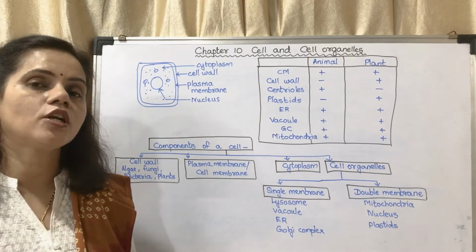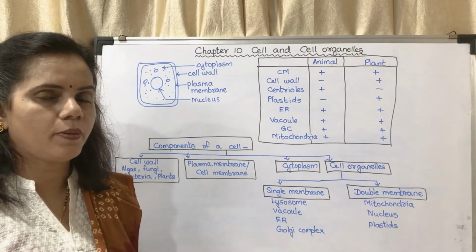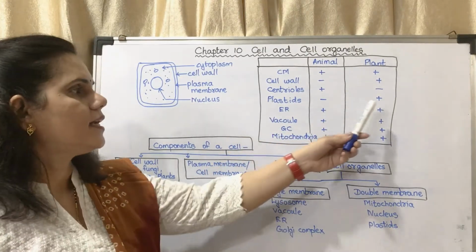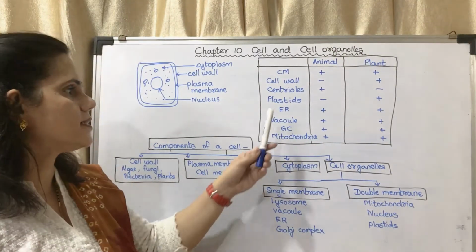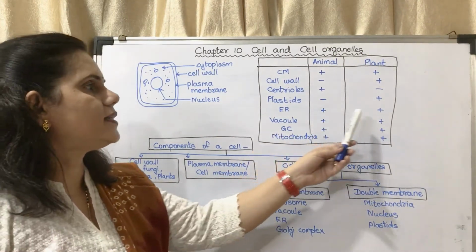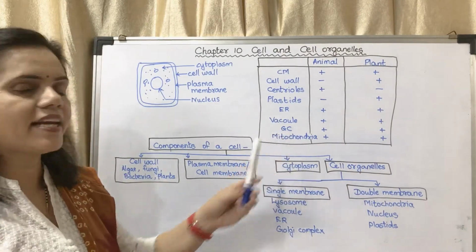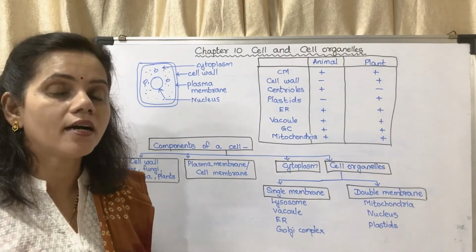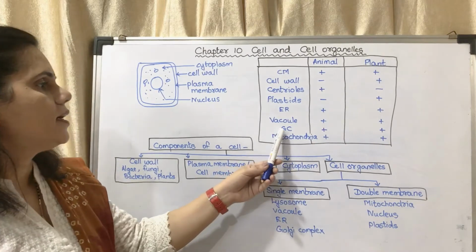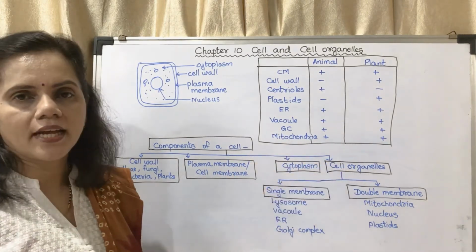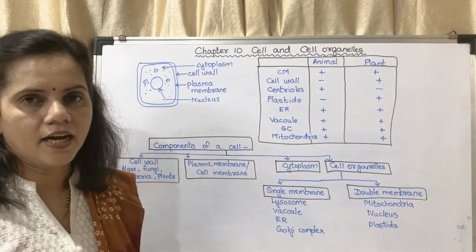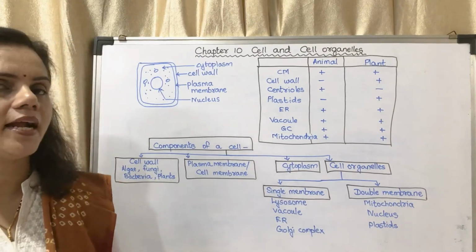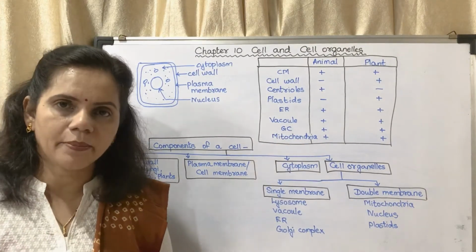Plastids, plastid means chloroplast, you might have heard about chloroplast. Chloroplast is a type of plastid. Plastids are absent in animal cells, they are present in plant cells. Endoplasmic reticulum is present in both animal and plant cell. Vacuole is present in both, in plant cells they are a little bigger compared to animal cells. Golgi complex is present in both. And mitochondria, the powerhouse of the cell, is also present in both animal and plant cell. You may fill in the table.